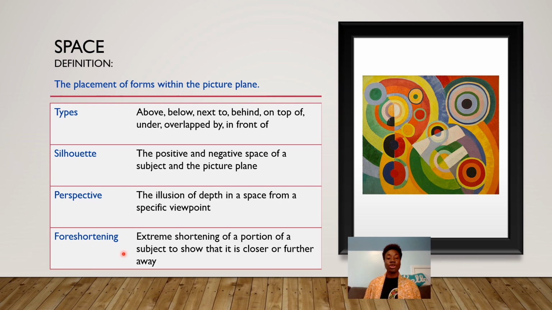And then you have foreshortening, which is extreme perspective, and is the extreme shortening of a portion of a subject to show that it is closer or further away. And we'll look at some examples.